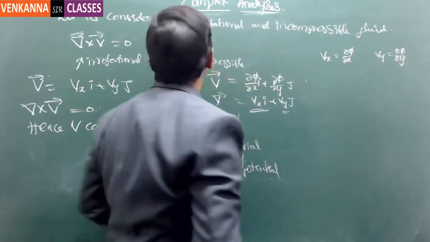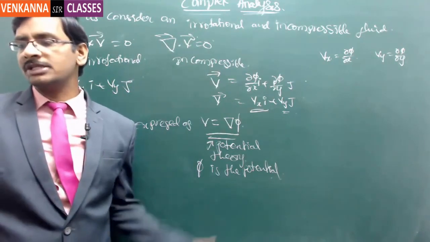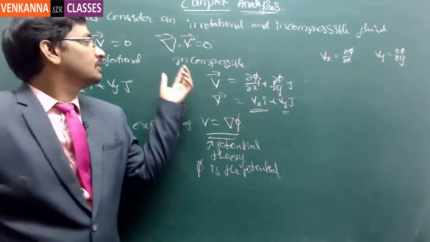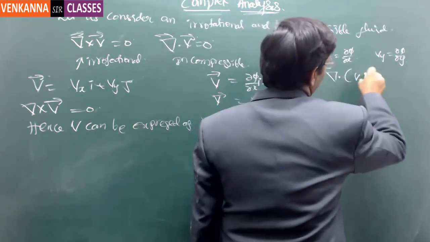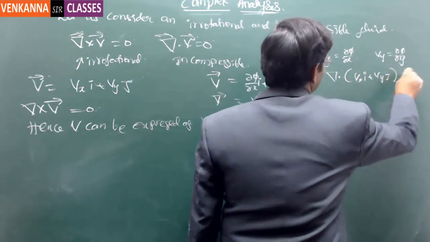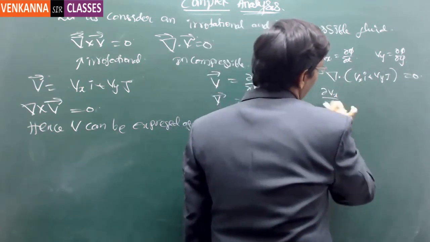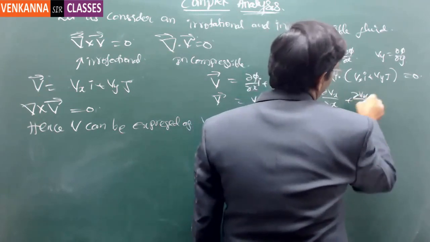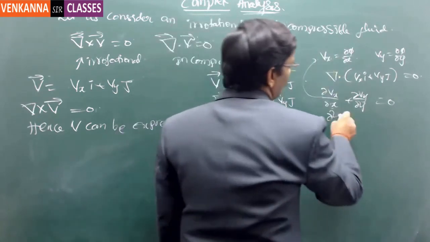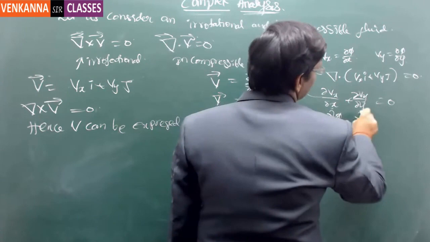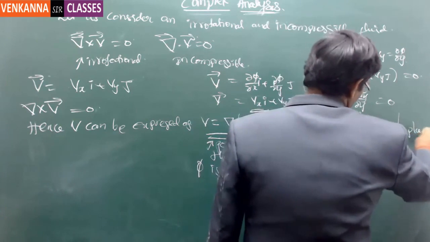And then one more thing, del dot V is equal to 0 because it is an incompressible fluid. So for an incompressible fluid, the divergence will vanish. So del dot V is equal to 0. Hence, if you apply del dot Vx into i plus Vy into j, this is equal to 0. So this is dou Vx by dou x plus dou Vy by dou y is equal to 0. If you apply the derivative on this, then this is dou square phi by dou x square plus dou square phi by dou y square is equal to 0. So this is again the Laplace equation.